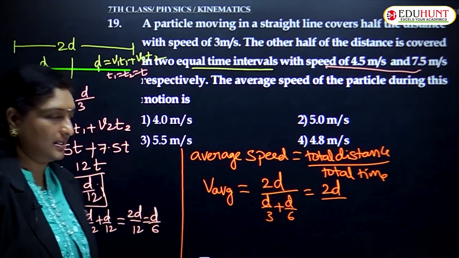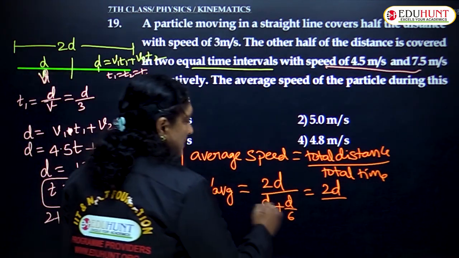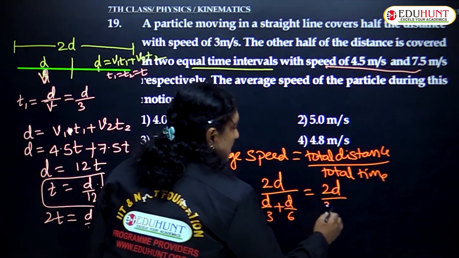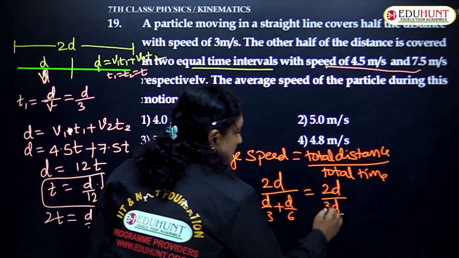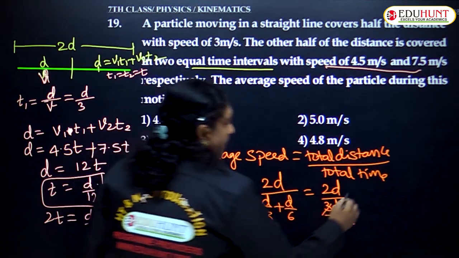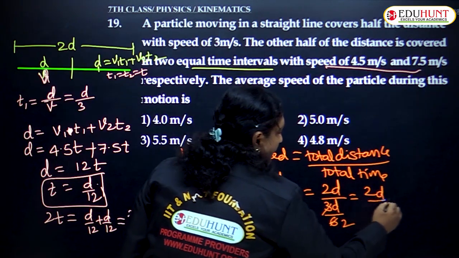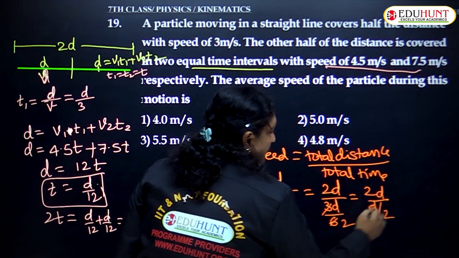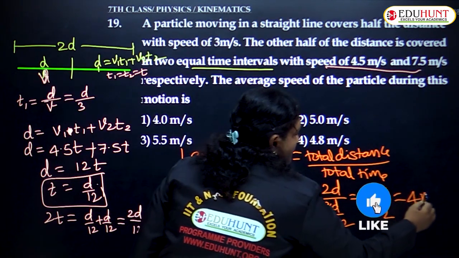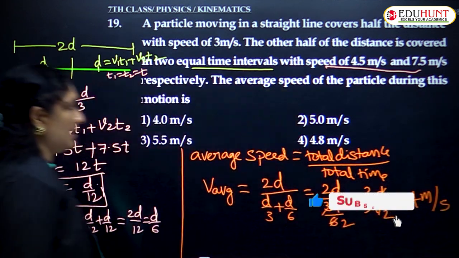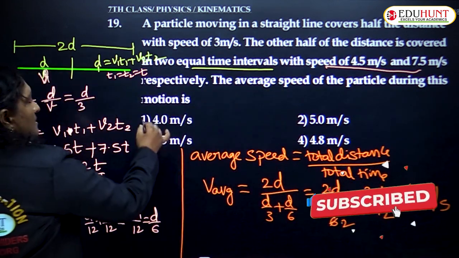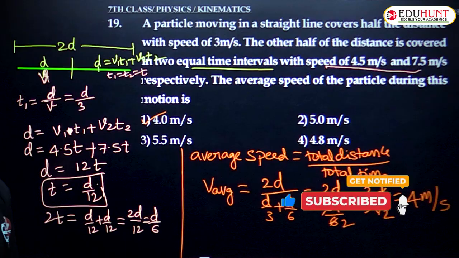LCM is how much? 6. So it will be 2d by 2d by 6 plus d by 6, which is 3d by 6. This will get cancelled. Hence you are left with 2d by d by 2. d and d get cancelled. Hence your answer is 4 meter per second. The average speed is 4 meter per second.